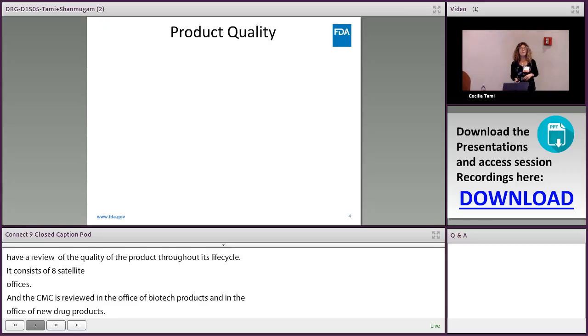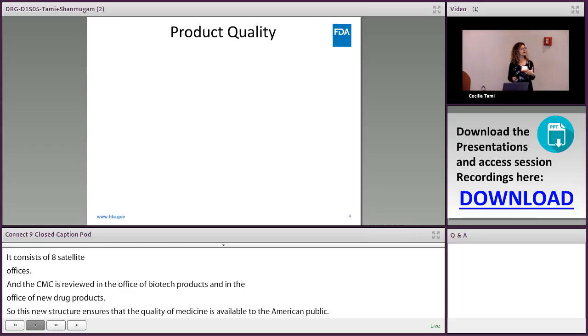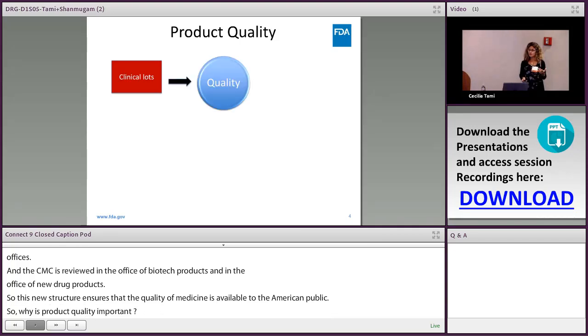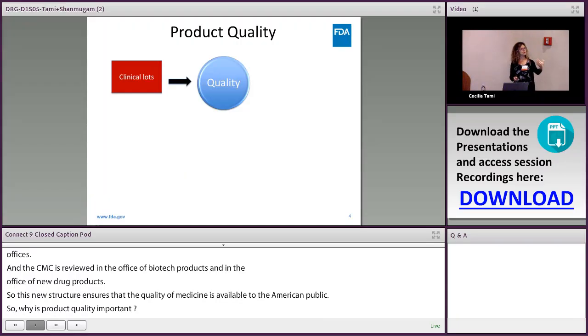So why is it that product quality is important? During your IND, during development, you manufacture lots. These are your clinical lots. You use these lots in clinical studies. So your clinical lots have a quality profile, and then when you use them in the clinical studies, you collect safety and efficacy data.